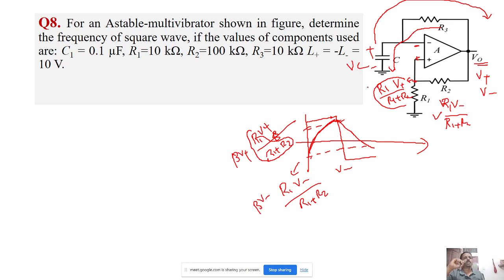If we know the working, we already know what the voltage here is: R1 by R1 plus R2. This is the beta value. In the question itself it's not given what beta is, but we have to assume it.